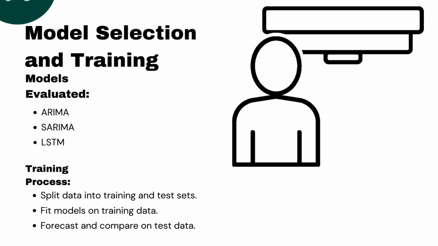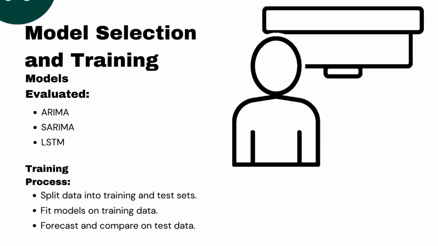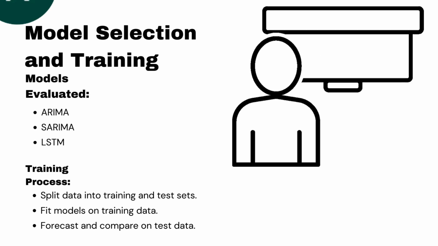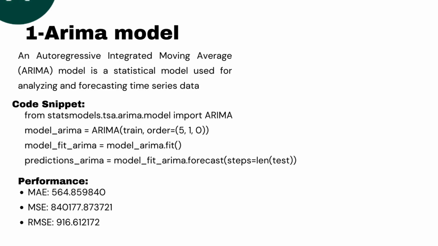For model evaluation, we're going to choose ARIMA, SARIMA, and LSTM. So what is the ARIMA model? ARIMA is an acronym for autoregressive integrated moving average. Autoregressive is the equation terms created based on past data. Integrated is accounting for overall trends in the data. Moving average is the equation terms of error or noise based on past data. For the performance, we're going to use MAE, MSE, and RMSE.